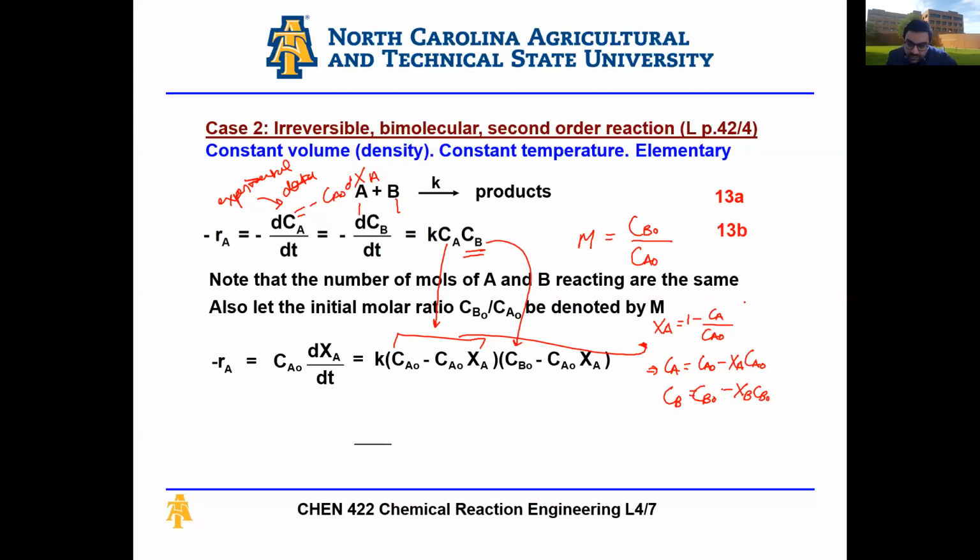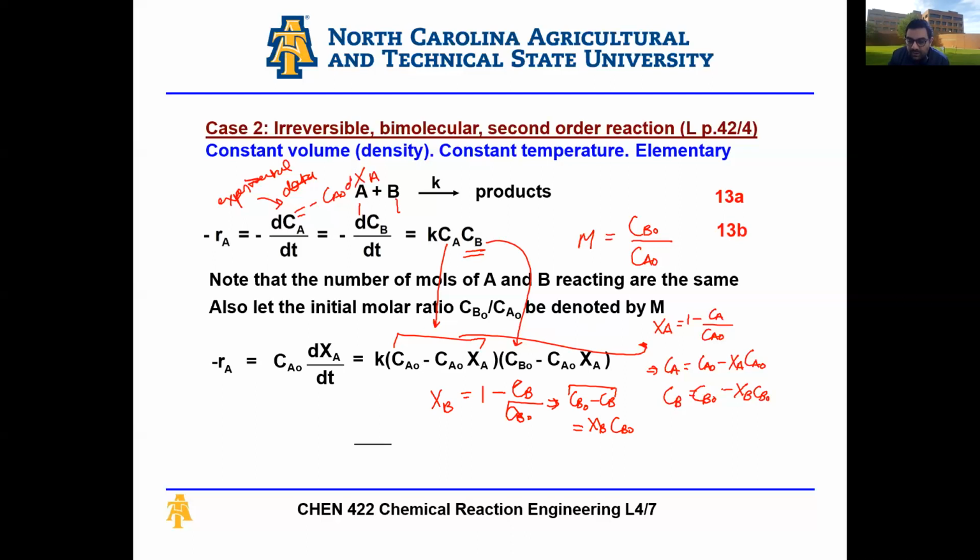Yeah, because it's a one-to-one reaction, this substitution is valid where CA naught XA is equal to CB naught XB. The logic here is, if you want to really prove it, XB is equal to 1 minus CB divided by CB naught. So this means that CB naught minus CB is equal to XB CB naught, and this is the number of moles of B reacted.